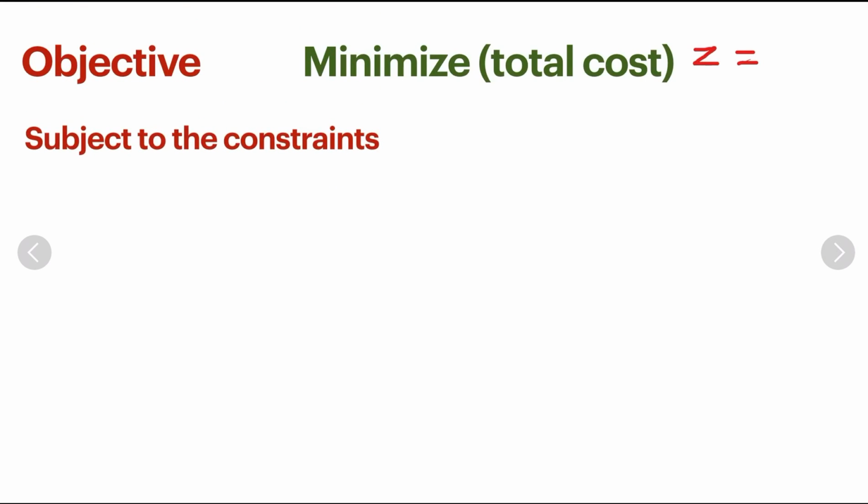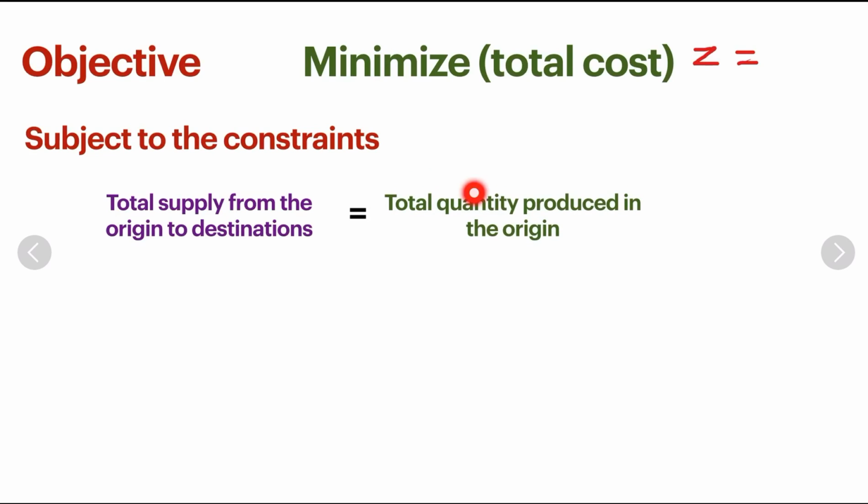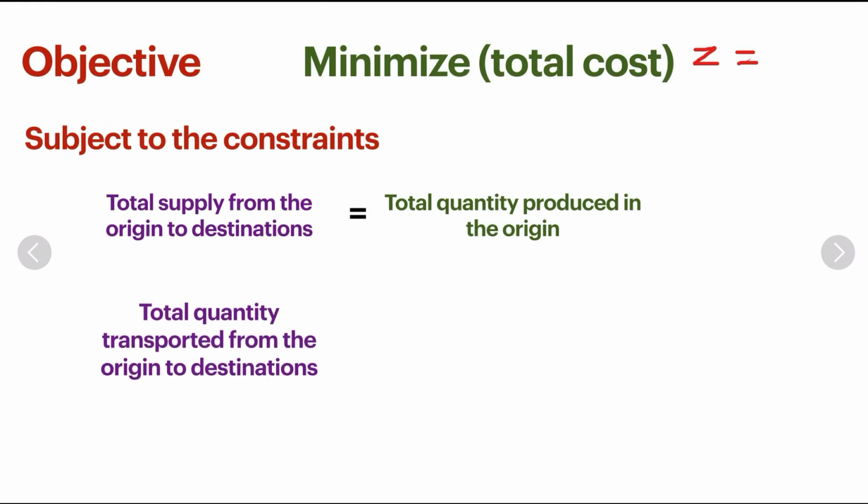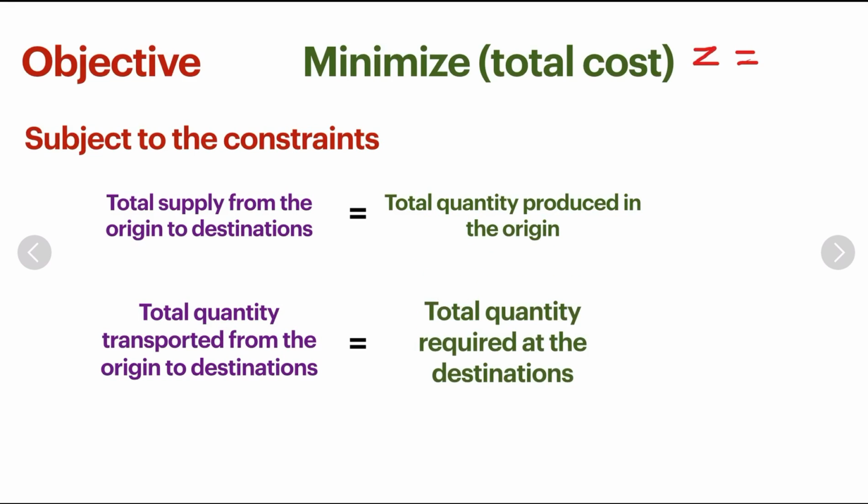Subject to the constraints, we have the total supply from the origin to the destination should be equal to the total quantity produced in the origin. Similarly, the total quantity transported from the origin to destinations should be equal to the total quantity required at the destinations.